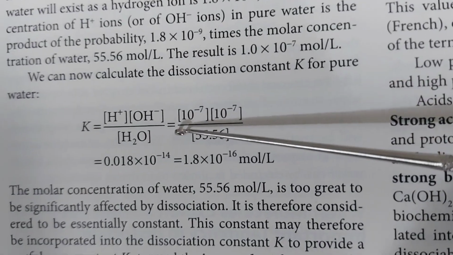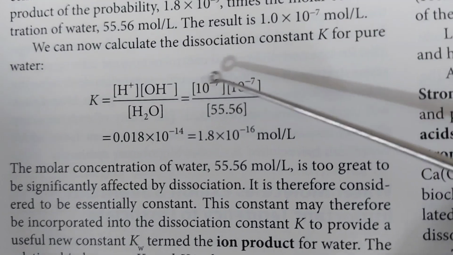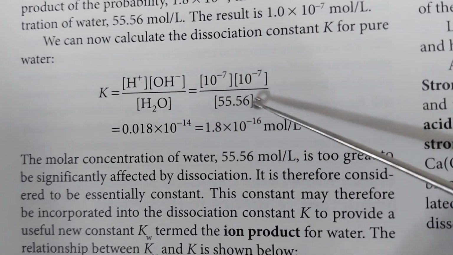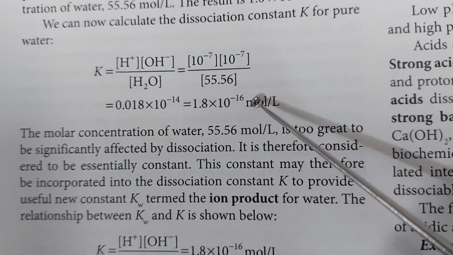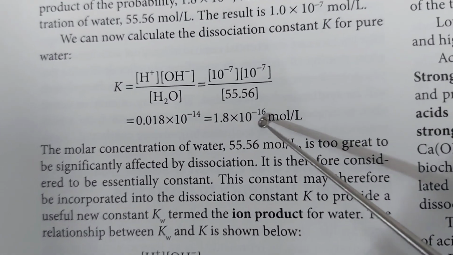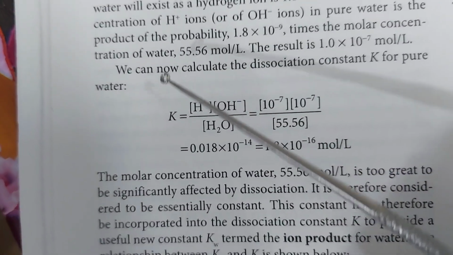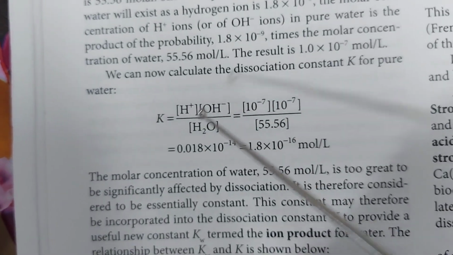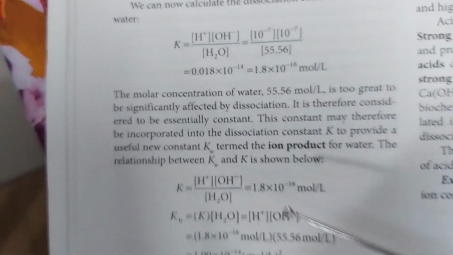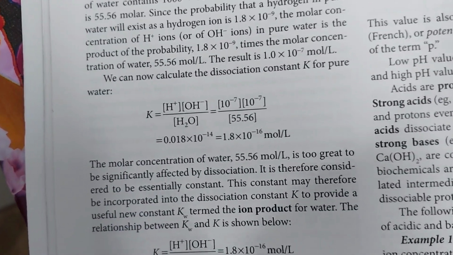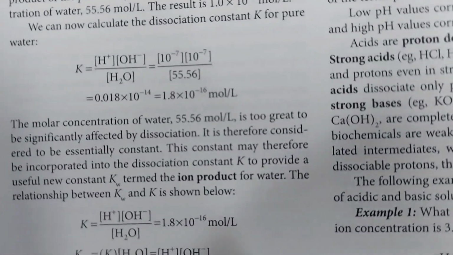Here we see the dissociation constant of water. Here is the concentration of hydrogen, the concentration of the hydroxide ion, and the concentration of water at room temperature, and we can see that it is 1.8 times 10 to the power minus 16 moles per liter. It is the dissociation constant of water. Every molecule has its dissociation constant, and this helps us to define how this molecule reacts in water.